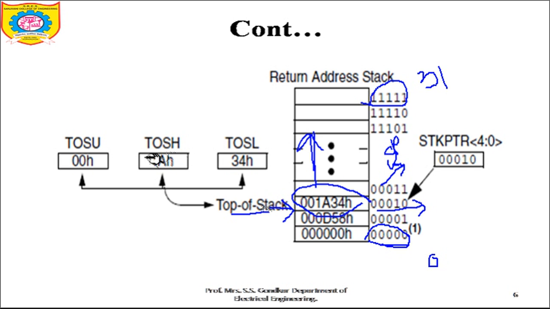Now this is split. See how it is split, 0 0. These two bits are called TOS U. TOS means top of stack, U means upper, so these are the upper bits of the top of stack. TOS H means higher bits of the stack. It is 1A, the ones in the center. And 34 is top of stack lower. It means this data is split into 3 parts: top of stack upper, top of stack higher, and top of stack lower.